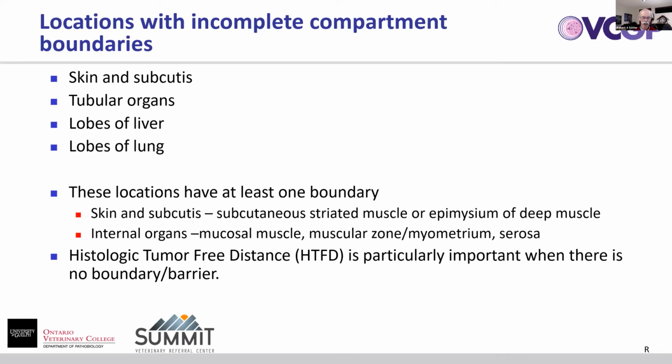So there are some tumors where prognosis does depend on how deep there is invasion, for example, in malignancies. And it's particularly important that you do histologic tumor-free distance. That is the distance from neoplastic cells to an inked margin. And that becomes particularly important when there is no boundary or barrier, or if the neoplasm has breached or violated a boundary. Let me show you histology, because we are a bunch of pathologists, most of us, and we appreciate looking at blue and pink on slides.